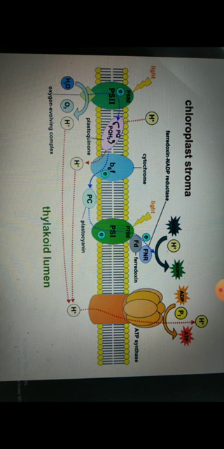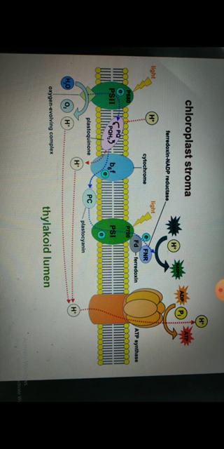The energy released during the efflux of protons through this ATPase complex is used to convert ADP plus inorganic phosphate into ATP. So we get our second final product, that is ATP. Remember, in non-cyclic photophosphorylation, three important products are produced: first is oxygen, second is ATP, and third is NADPH.